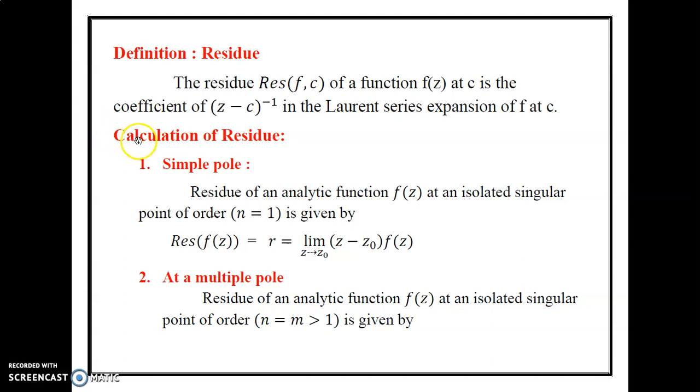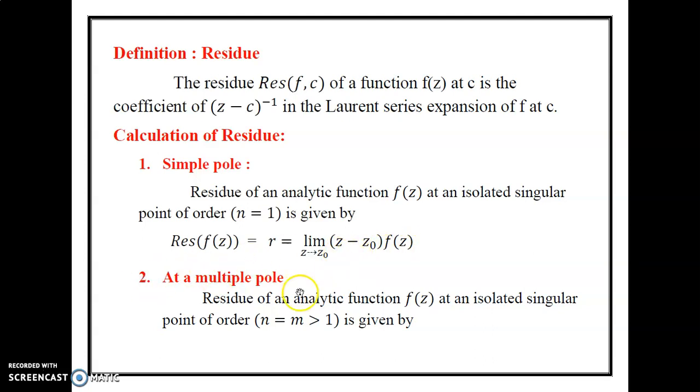Next one is calculation of residue. There are two conditions. The first condition is the simple pole. The residue of an analytic function f of z at an isolated singular point of order 1 is given by residue of f of z is equal to R. R is nothing but the residue of f of z, equal to the limit as z tends to z0 of (z minus z0) into f of z.